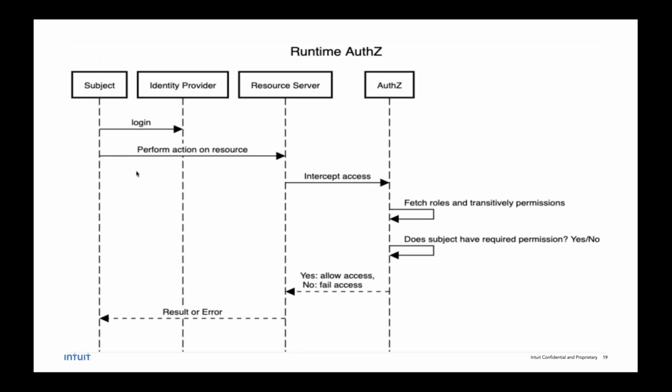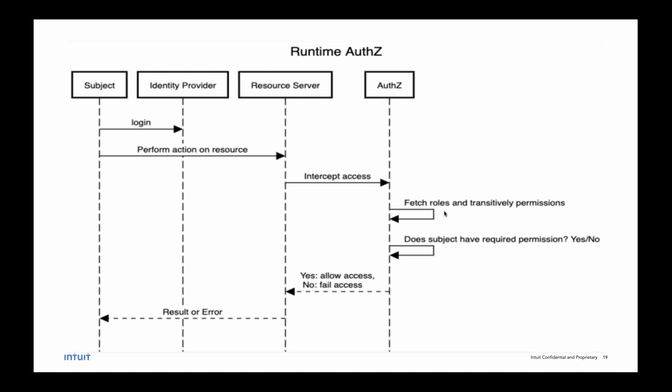But it's the same model. Now, just to put this in perspective, what happens is the subject comes, logs in, and provides the evidence of identity. The identity is proven, and then the subject performs an action on the resource. At the resource server, this access is intercepted, and auth is called into play.